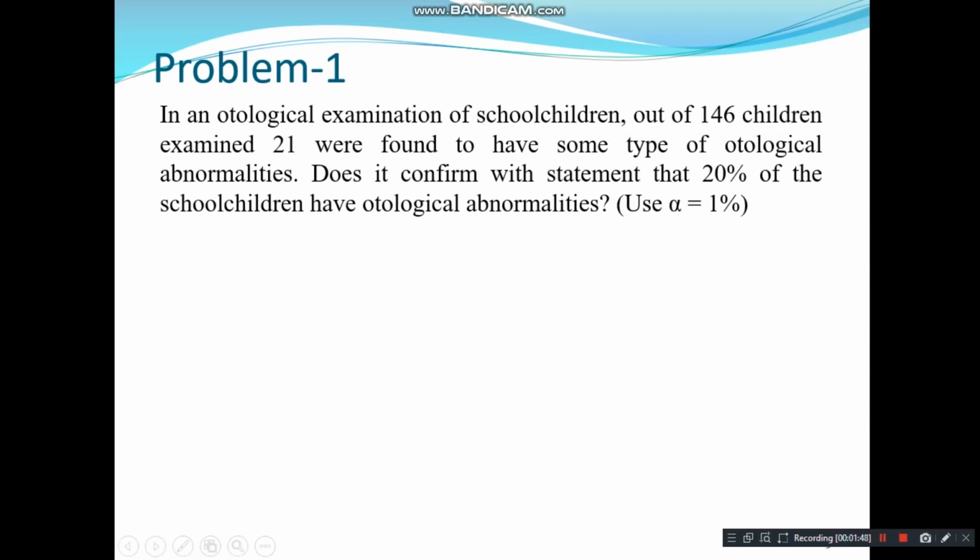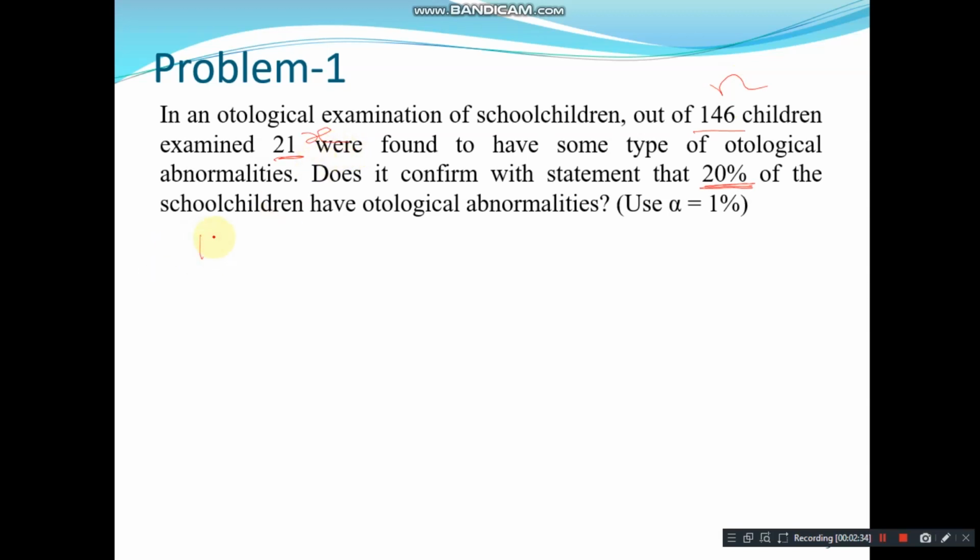So this is an example. Suppose in an otological examination of school children, out of 146 children examined, 21 were found to have some type of otological abnormalities. Does it confirm the statement that 20% of the school children have otological abnormalities? So what is given? The proportion is 20%, which is the proportion of the population, 146 is the size of the sample, and 21 were found to have some type of otological abnormalities. It is nothing but the x.